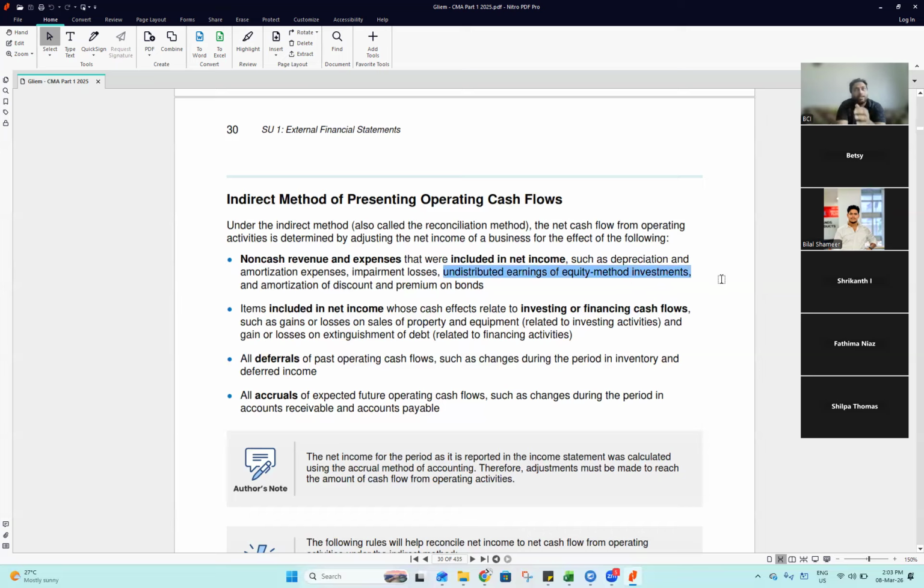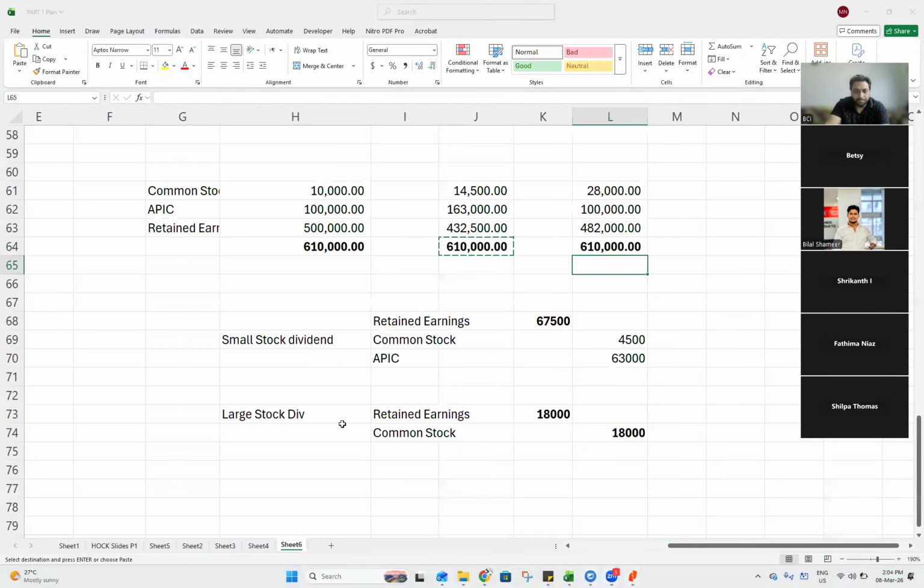Now, what happens in equity method accounting? Did we discuss those things, consolidation, equity method accounting, and all? No, right? Okay, so if you are doing equity method accounting, then what happens? If you want to understand that, I will explain that part first.